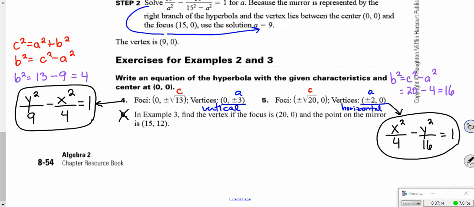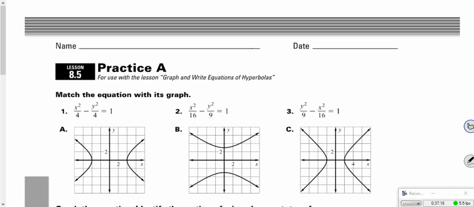Okay, let's look at some problems on practice A. Match the equation with its graph. I'm not going to do any of these. Remember that if it starts with x squared, the transverse axis is horizontal. If it starts with y squared, the transverse axis is vertical. Right off the bat, that should give you the answer to one of them. Then all you have to do is figure out what your A is on the other ones to figure out how far over your vertices are.